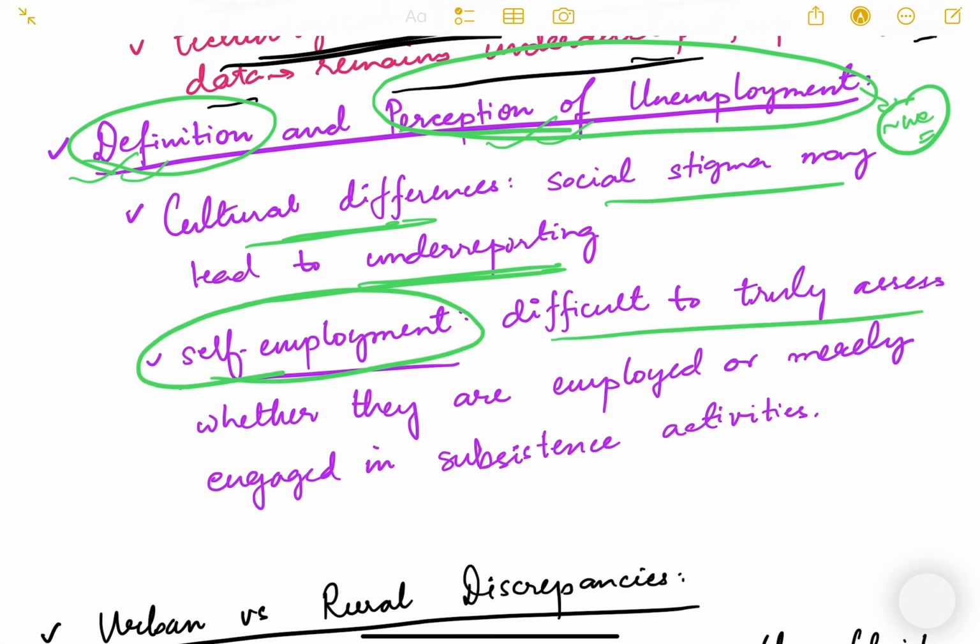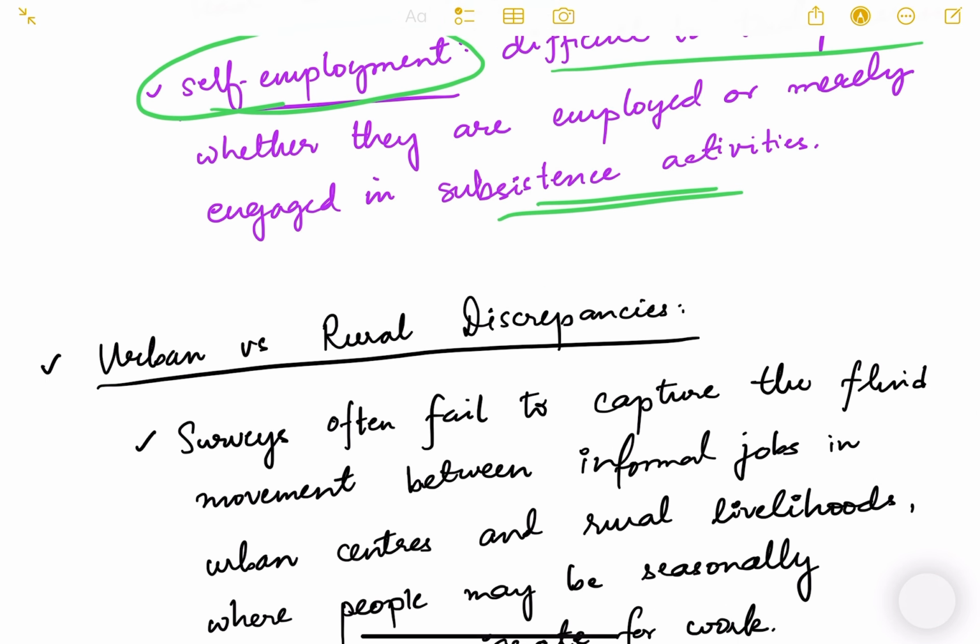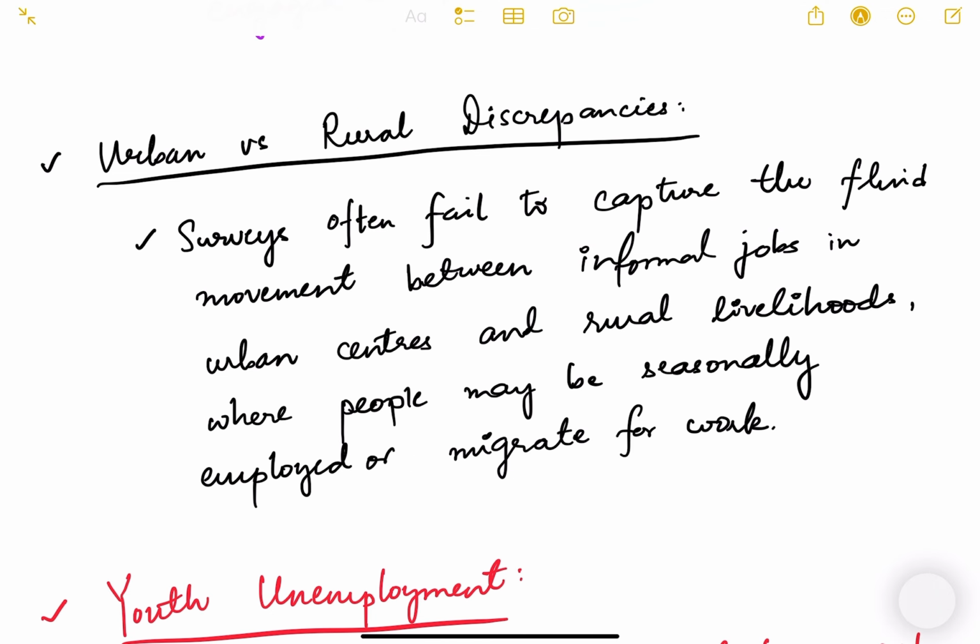Self-employment is difficult to truly assess, whether people are employed or merely engaged in subsistence activity. Somebody is running a very small self-employment initiative and is merely able to earn his livelihood every day. But he will say that yes, I am working and I am earning something. So again, whether we truly call it employment or not depends. It is very difficult to assess the employment situation there, whether he is truly engaged in a meaningful activity or not. Then there are urban and rural discrepancies.